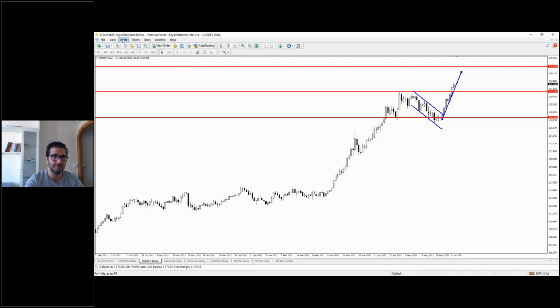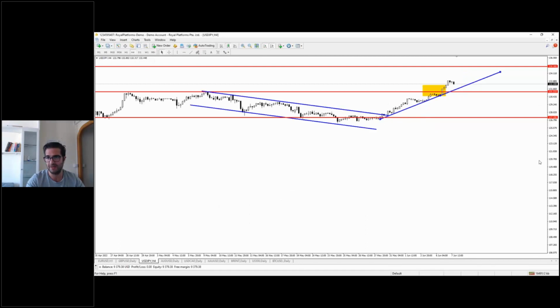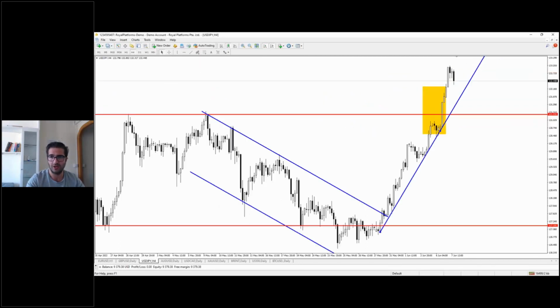The good thing is, as per our analysis, the market is still bullish. Why? Because the market managed to break this 131.23 resistance line, and it closed above it with a big bullish engulfing, big bullish bodied bar. You can see the body, how big it is, closing above this 131.23, which is a good sign that the buyers are still in control of the market.